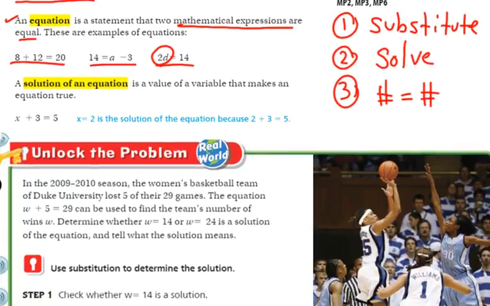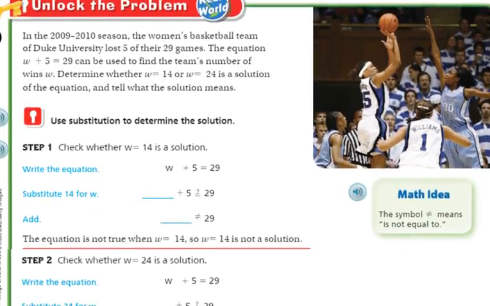A solution of an equation, the next key term here, is a value of a variable that makes an equation true, which basically says that the equation is equal on both sides of the equal sign. So if we had the equation x plus 3 equals 5, we know that x must equal 2. X equals 2 is a solution to the equation because 2 plus 3 does equal 5. So you really end up with 5 equals 5 on both sides of that equal sign if you substitute in a 2.